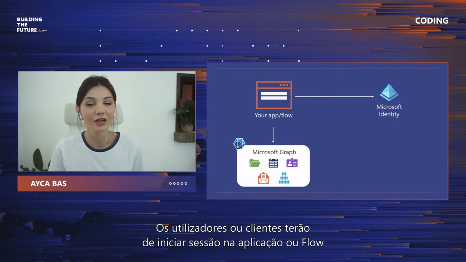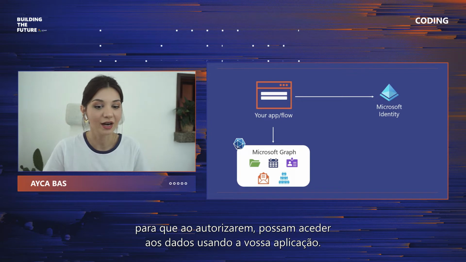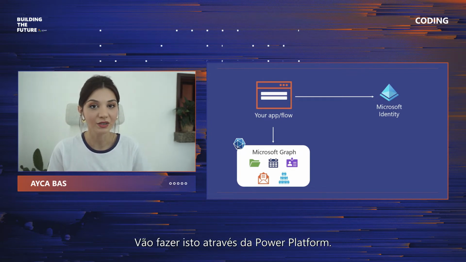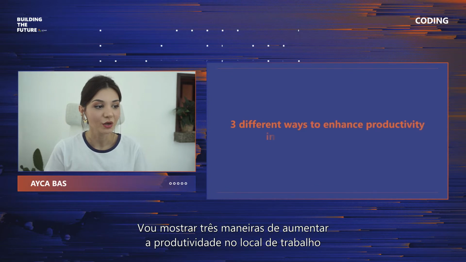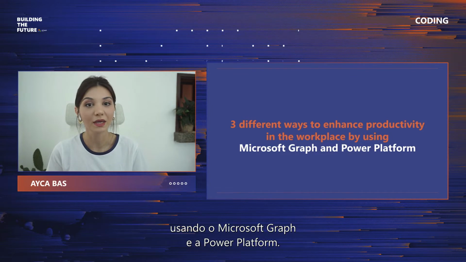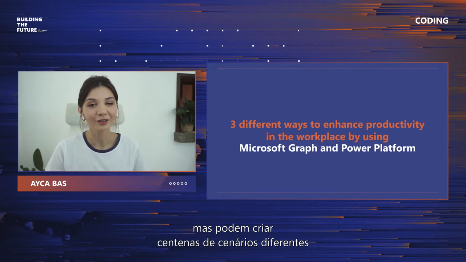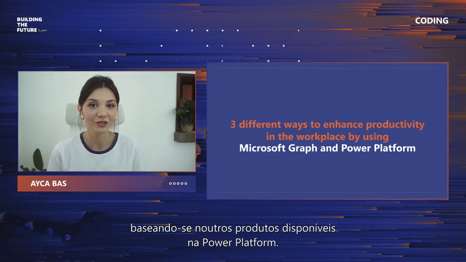Basically, your users or customers will need to log into your app or your flow so that once they're giving their consent, you can access their data using your app. And we're going to do this by using Power Platform. Let me just show you 3 different ways to enhance productivity in the workplace by using Microsoft Graph and Power Platform. And by saying Power Platform, in our scenarios, we will leverage Power Automate specifically, but of course, you can do hundreds of different scenarios as well by leveraging other products available under Power Platform.